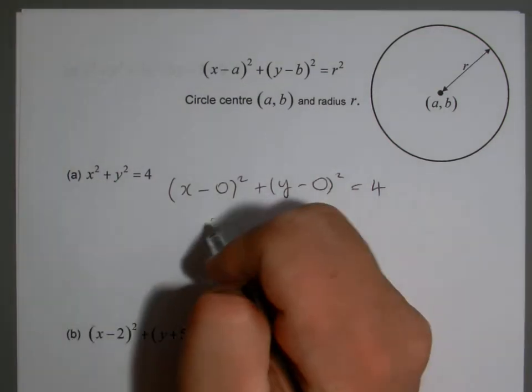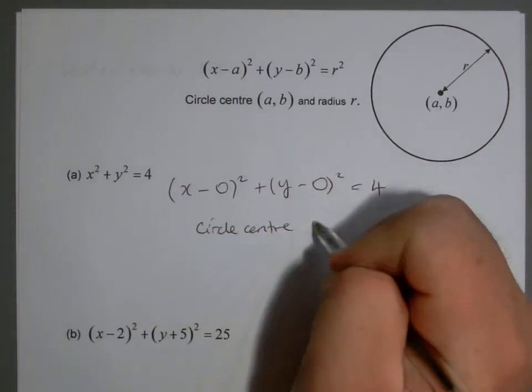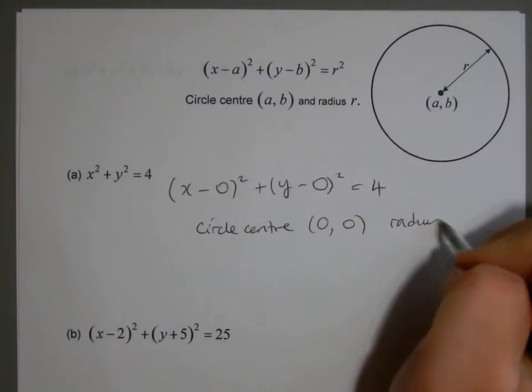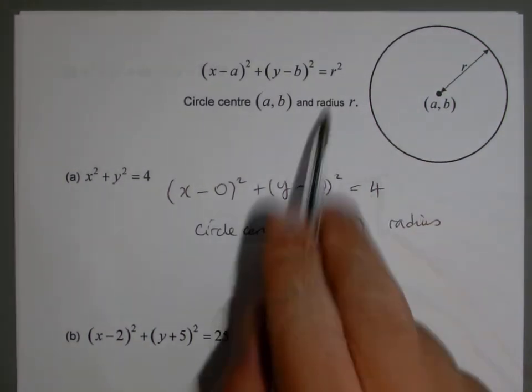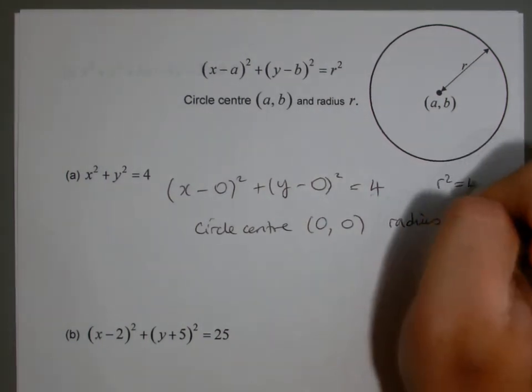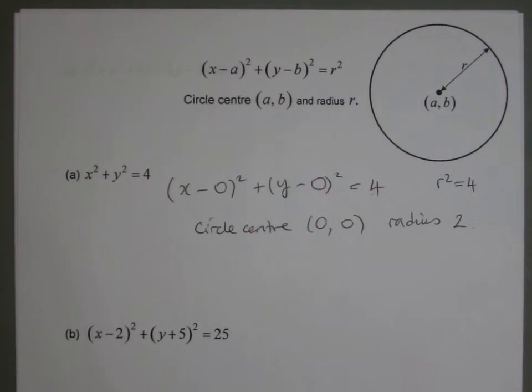So that means that the circle center is at the origin, okay, so it'll be 0, 0. And of course then the radius, well, if that's 4, r squared is 4, yeah? Which means then r is equal to 2. Okay, because you square root it, of course. Let's look at the next one.